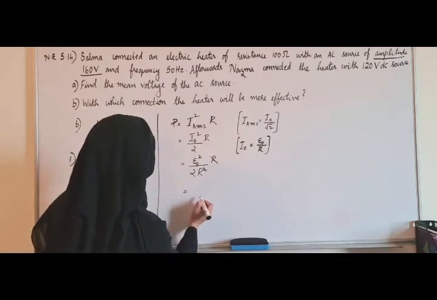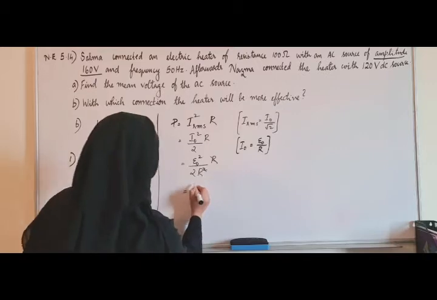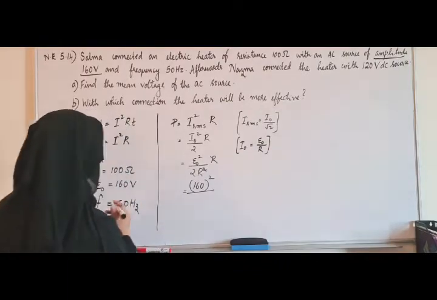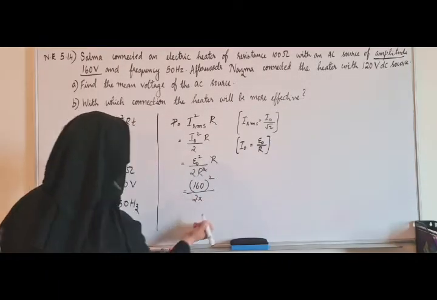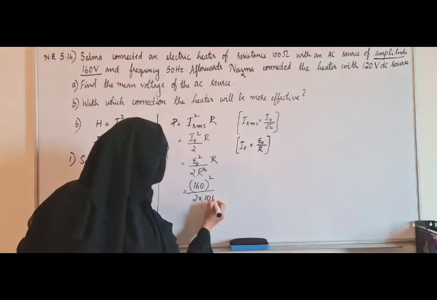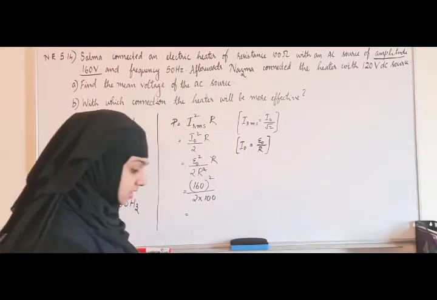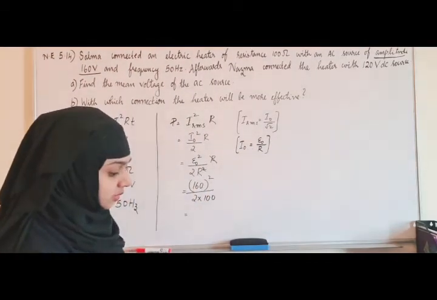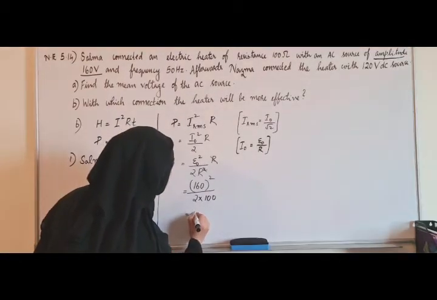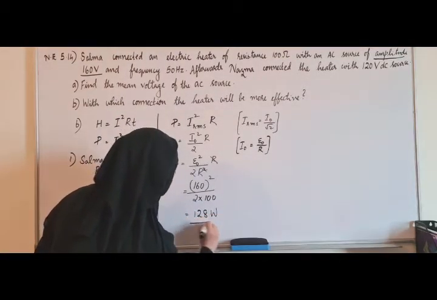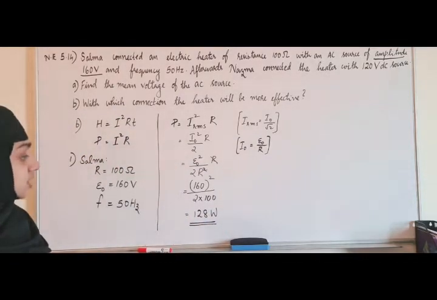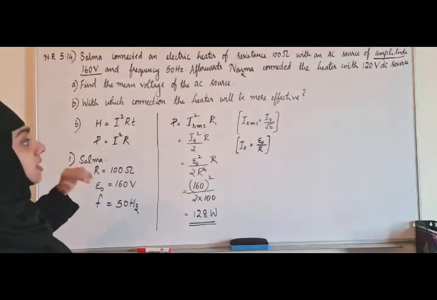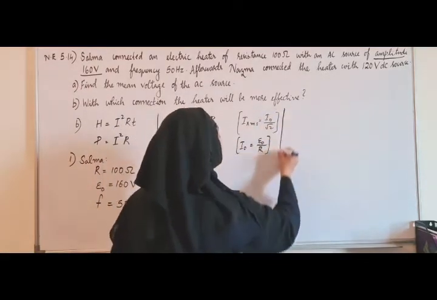So all the quantities we know, E naught and we know R. So we can directly substitute these values. So this is equal to, what is E naught? 160. 160 square divided by 2 times, what is the resistance? 100. So we don't need frequency here. So when we substitute all these values, we will get the value as equal to 128 watts. You do the calculation by yourself and check whether this is correct. Okay. Now this is the case for Salma. Now let us find the case for Najma.